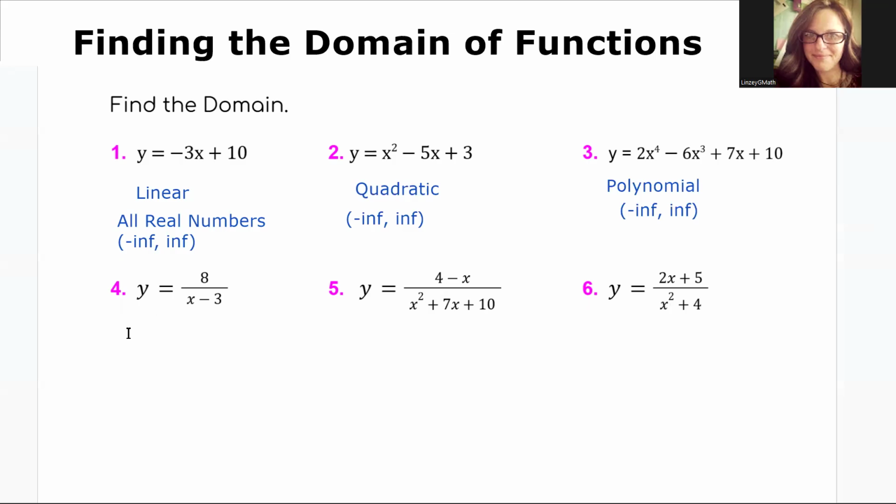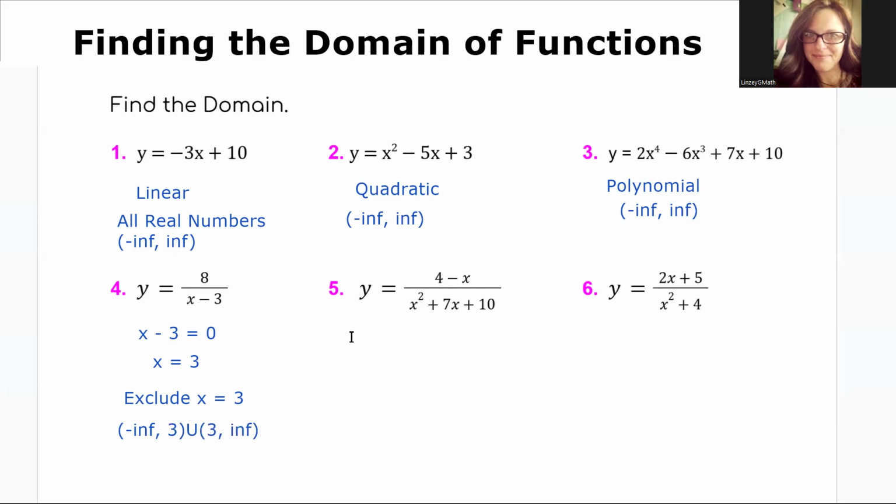Number 4. We can't divide by 0, so we need to exclude any x value that makes the denominator 0. So we'll set the denominator, x minus 3, equal to 0 and solve. And we see the denominator is equal to 0 when x is equal to 3. So we need to exclude x equals 3. So all real numbers except 3. We'll write it in set notation, negative infinity up to 3, but not including 3. So we'll use parentheses. Union, we'll jump right over 3, and we'll go to positive infinity.